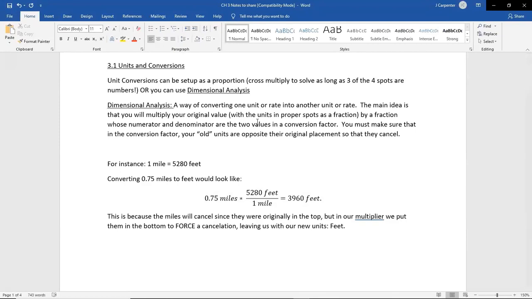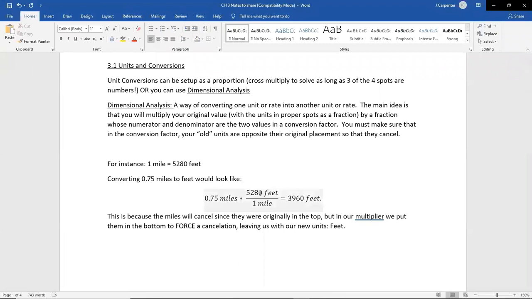Again, out with the old, in with the new. You are trying to cancel your old units, your feet, your miles in the instance of this example on the screen, and then you want to be left with the new units. But first of all, it's not always just one conversion factor. It's not always just one multiplication of a fraction. Sometimes you'll need 2 or 3 or 4, as we'll see today.